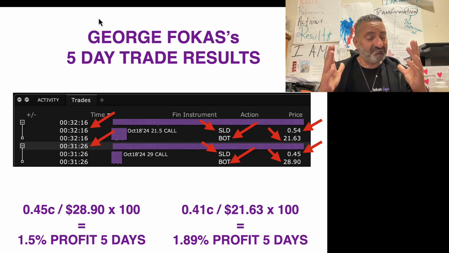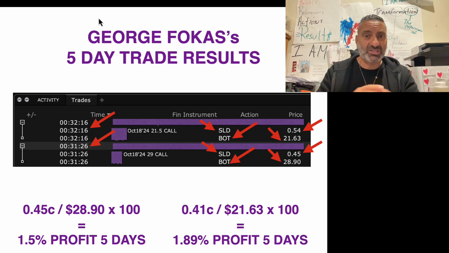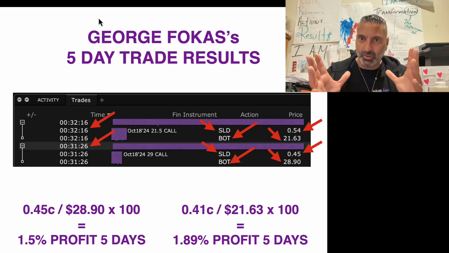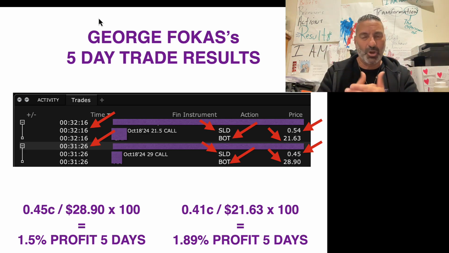In 5 days' time, 2 things are going to happen. Stock's going to go up and I sell the shares, or the stock doesn't go up and I don't sell the shares. But whether I sell the shares or not, whether the stock goes up or not, I've made this profit in my account from day one.